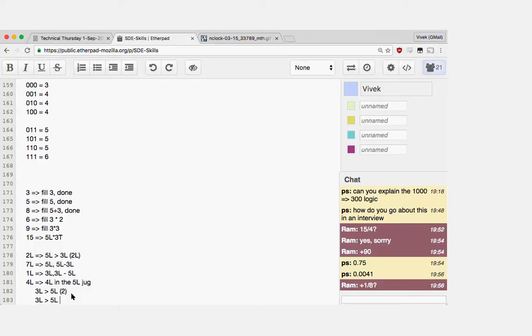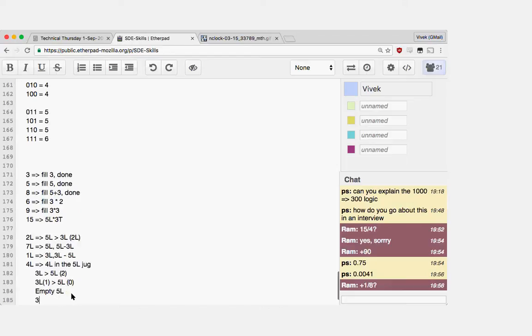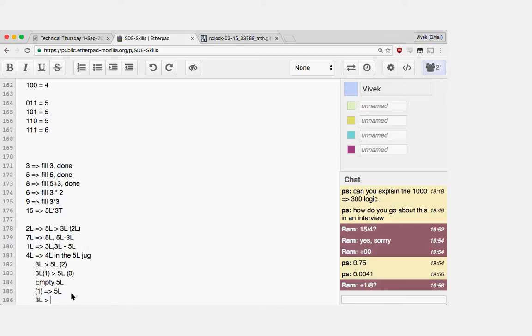So the 5-liter is full and the 3-liter has 1 left. Empty the 5-liter. Pour the 1 liter from the 3-liter into the 5. Then you fill the 3-liter and add it to the 5-liter. Make sense?